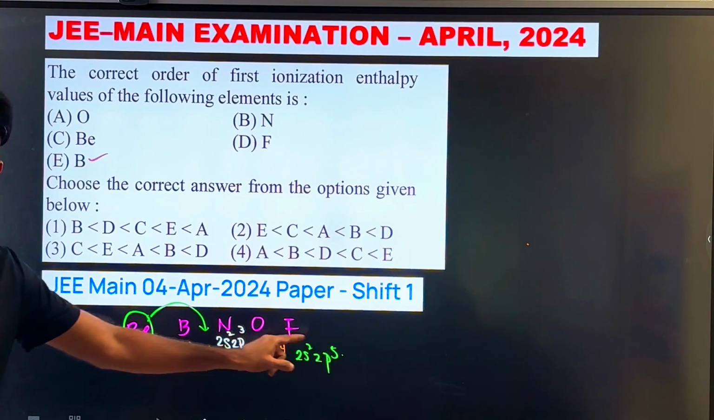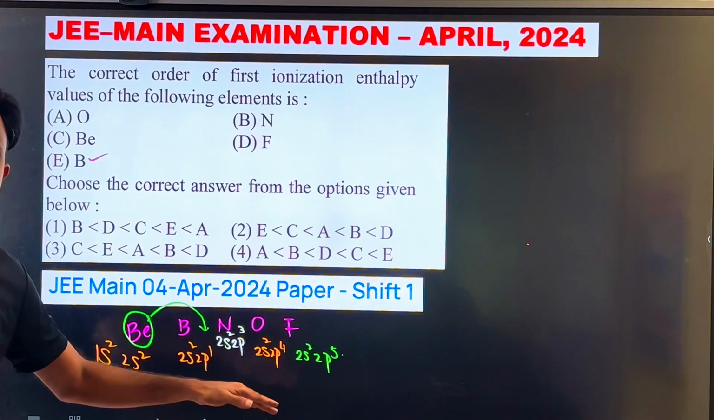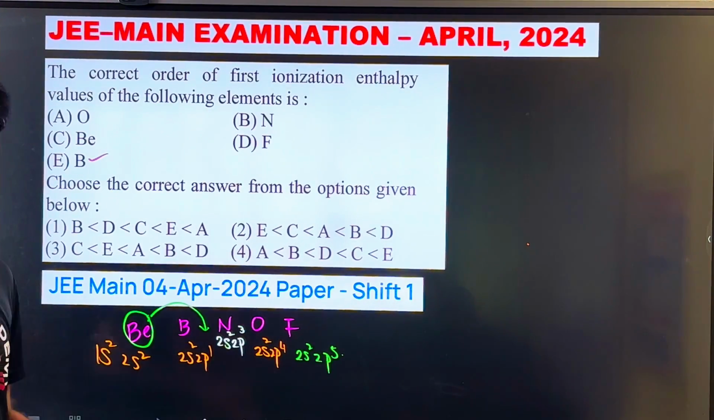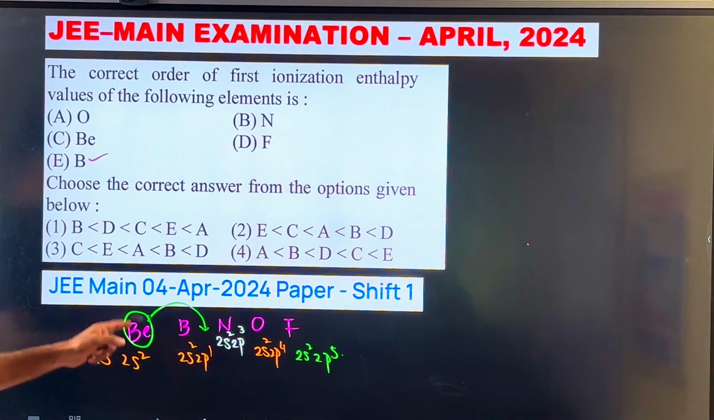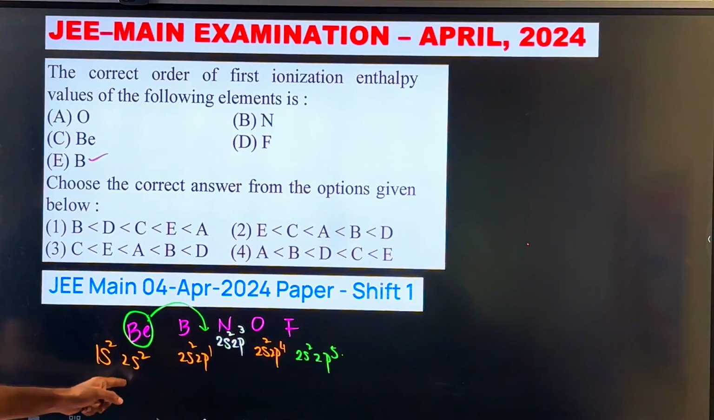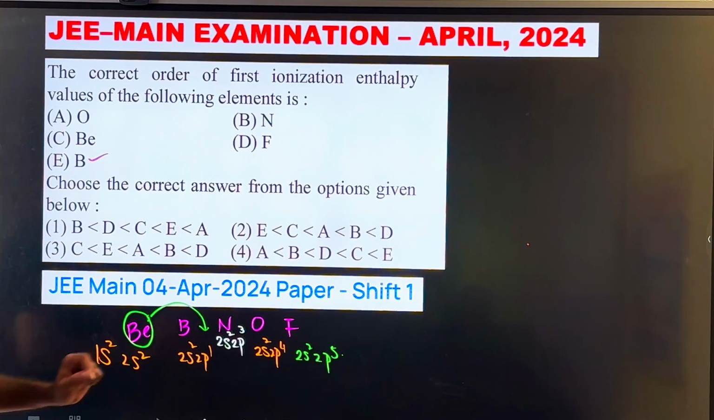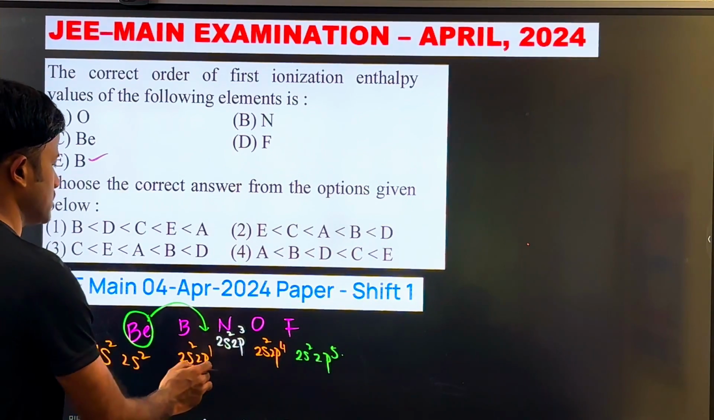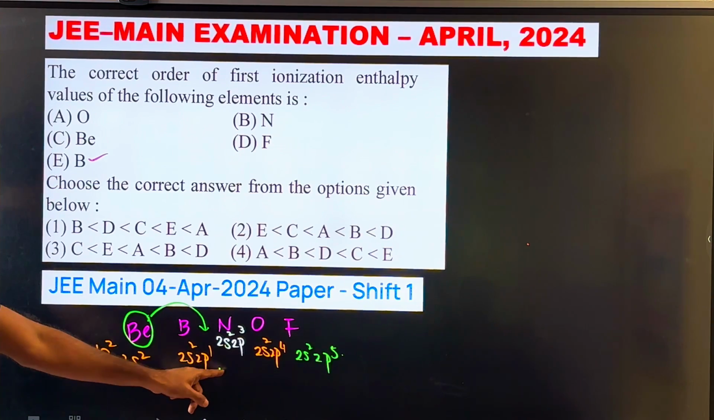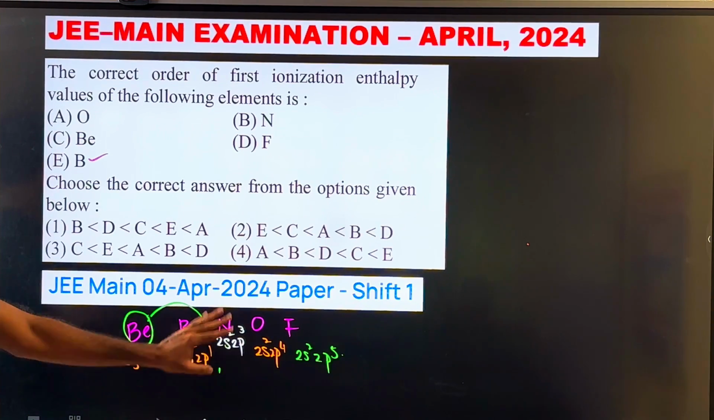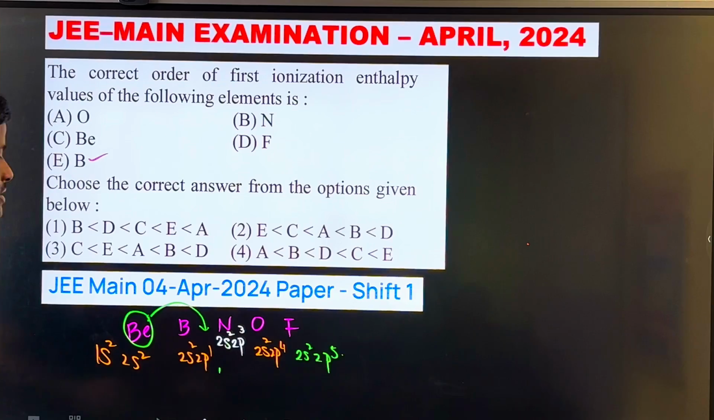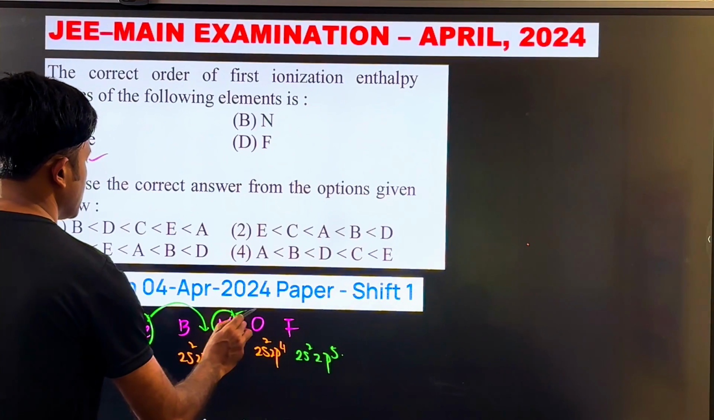Across the period, what happens? The size decreases. As size decreases, ionization enthalpy values increase. Here are the exception cases: because of the fulfilled configuration, beryllium has more ionization energy than boron. Next, nitrogen has a half-filled configuration, so because of that, nitrogen has more ionization energy than oxygen.